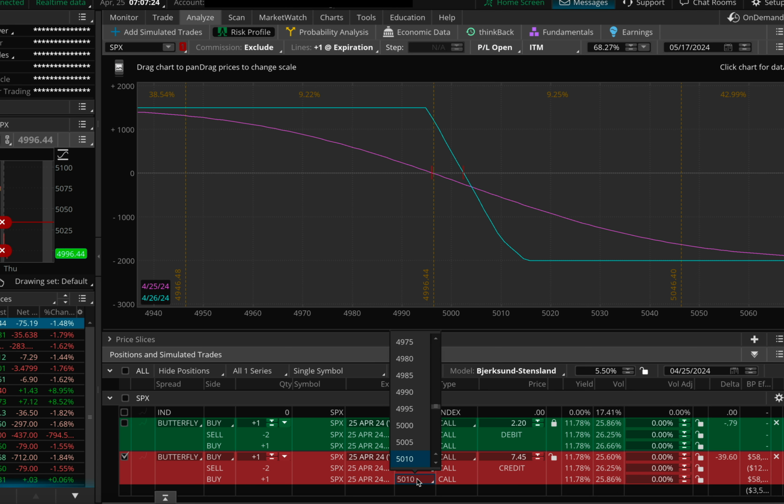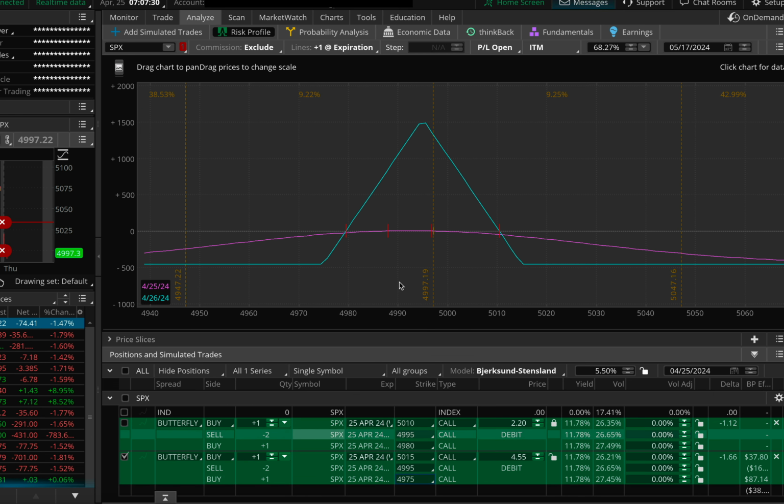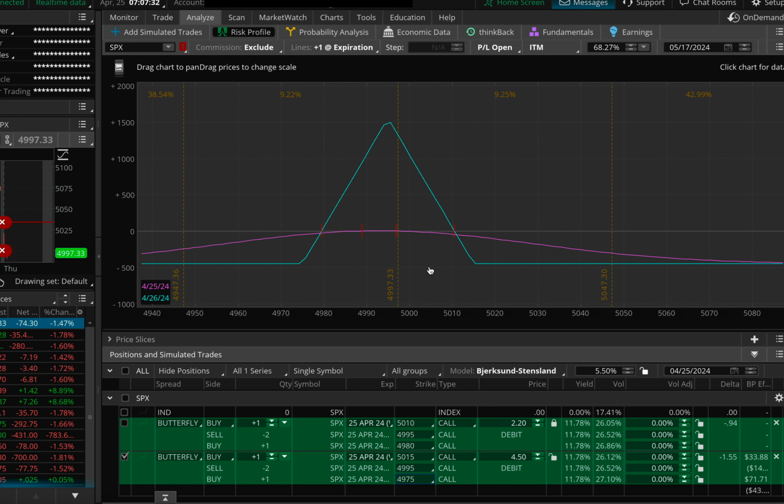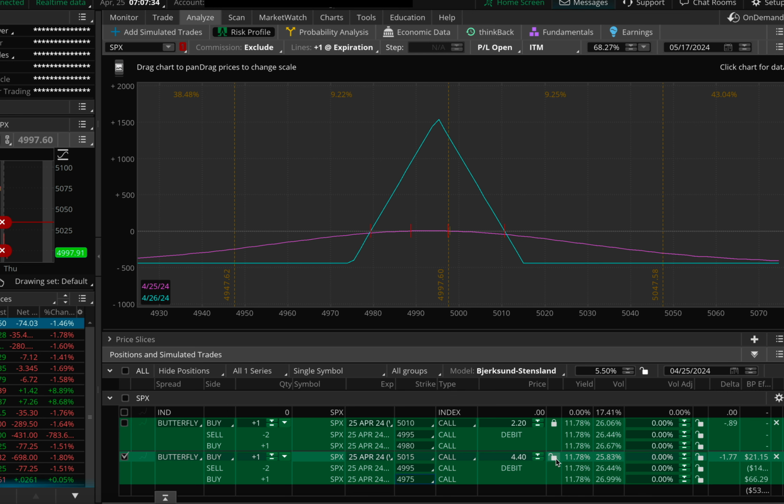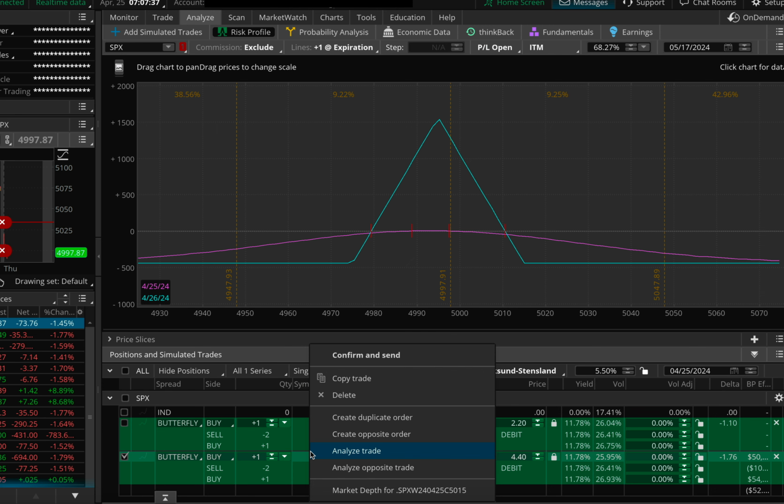And then I'll do the same thing on the downside. We'll say 4995, 4985, 4975. So there is the medium version of the trade. So I'm going to lock that price in. And then I'm going to do one more here. I'm going to say Analyze Trade just to duplicate that.